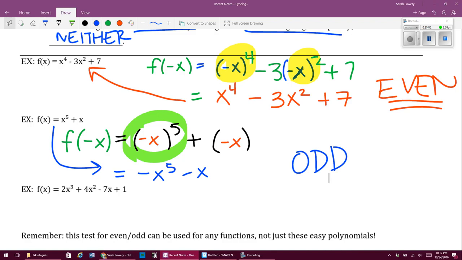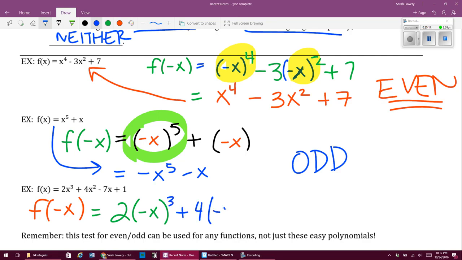And the very last one, everywhere I have an x, I'm going to plug in negative x. I was trying to use color and then I just gave up.